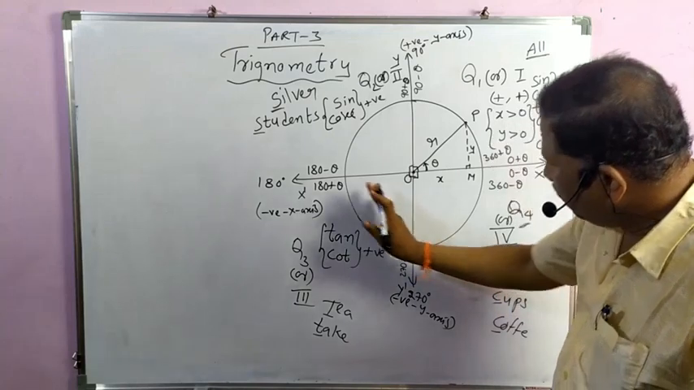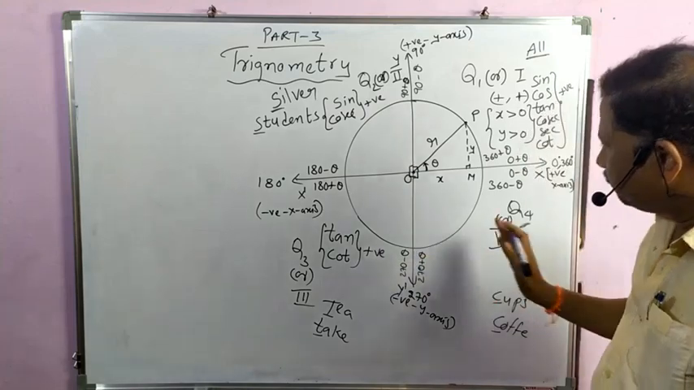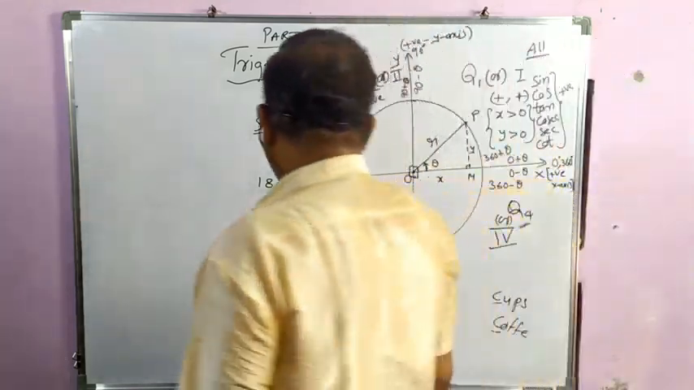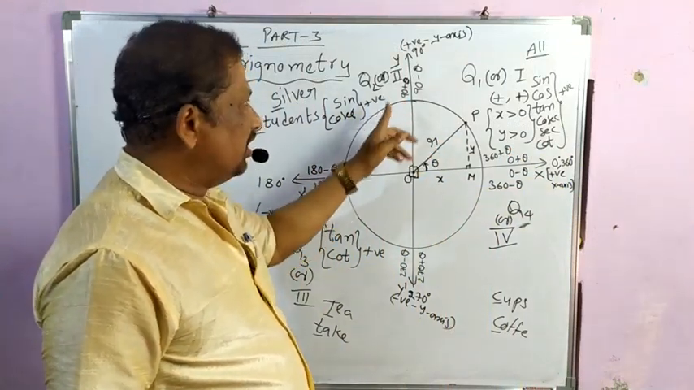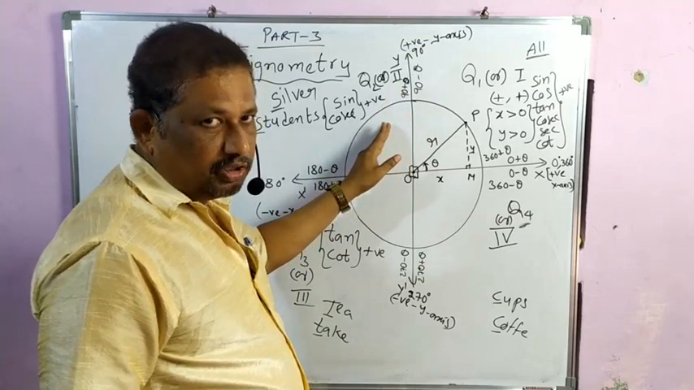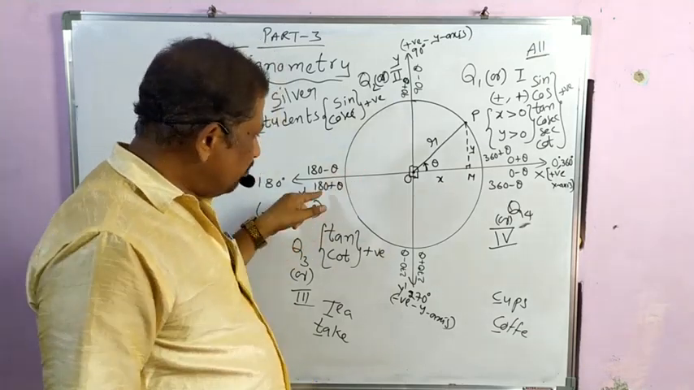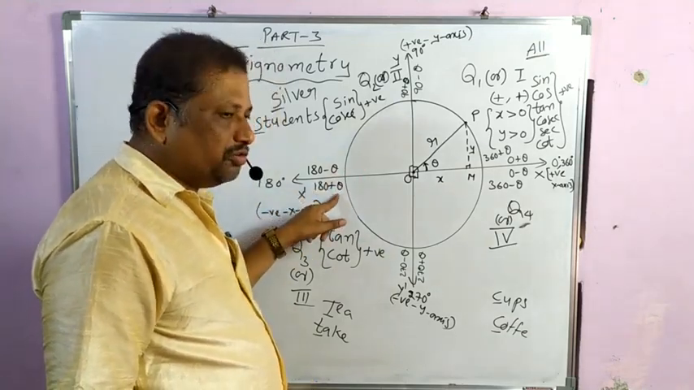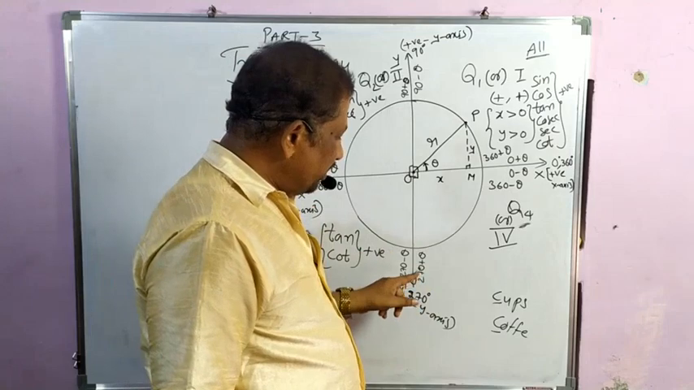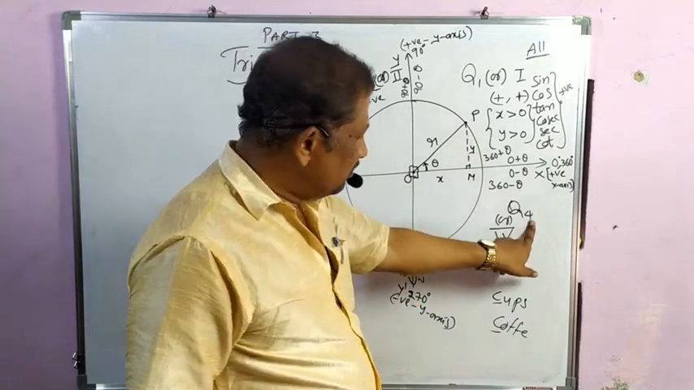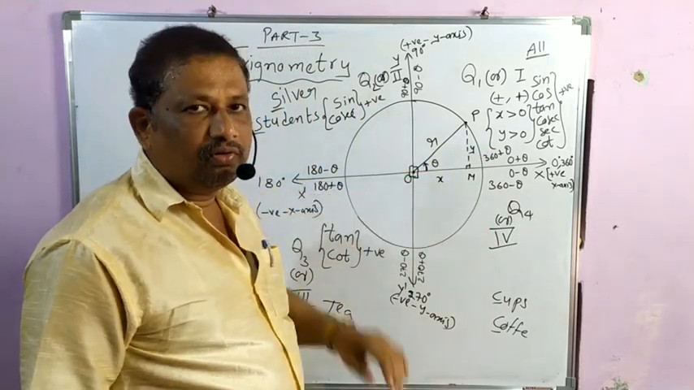270 minus theta falls in the third quadrant. 270 plus theta falls in the fourth quadrant. So when the ratio angle rises more than 90 degrees and theta is an acute angle, then it falls in the second quadrant. When the trigonometric ratio angle rises more than 180 degrees and theta is an acute angle, then it falls in the third. When the angle rises more than 270 degrees and less than 360 degrees, it falls in the fourth quadrant.